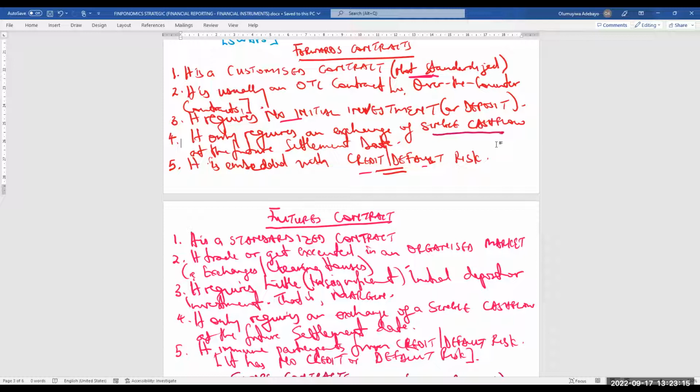Therefore, two of us are at rest. In that case, if we perchance enter into this contract and we seal it and it becomes enforceable by law, what we have simply actualized is that we have created a forward contract. And that's what we mean by forward contract.